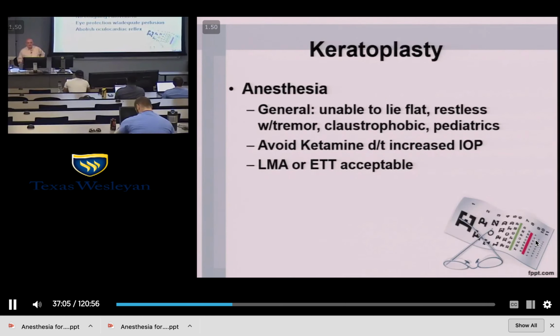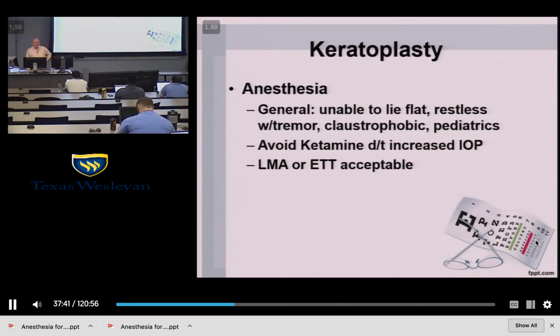They may need a general anesthetic if they're not able to lie flat, or if they're restless, or if they're a patient with a tremor, or if the patient is claustrophobic, or obviously the kid is a pediatric patient. Right? Why claustrophobia? Why is that important? If you've done eyes, you know that the patient is covered from head to toe, right? And the patient may have oxygen on their face, right? But with a drape right there, it can be very uncomfortable for them, and they need an outlet for the carbon dioxide as well. Okay?